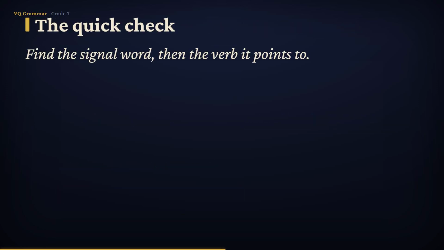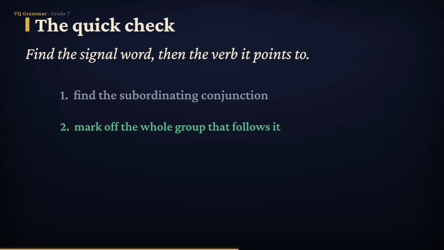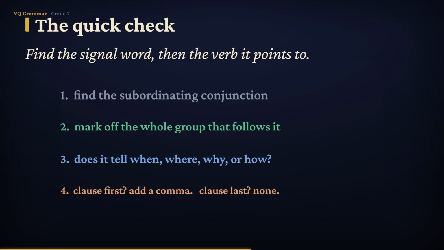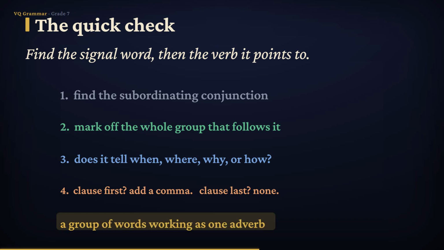Let's boil the whole lesson into a quick check. First, find the subordinating conjunction, a word like when, because, or although. Second, that word starts an adverb clause, so mark off the whole group that follows it. Third, ask what it tells you. When, where, why, or under what condition the action happens. And fourth, check the punctuation. If the clause comes first, add a comma. If it comes last, you usually need none. A whole group of words working together as one single adverb. Let's practice a few together.